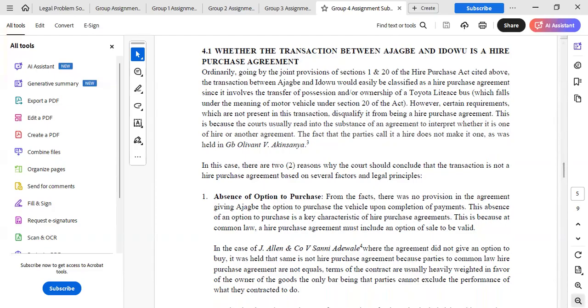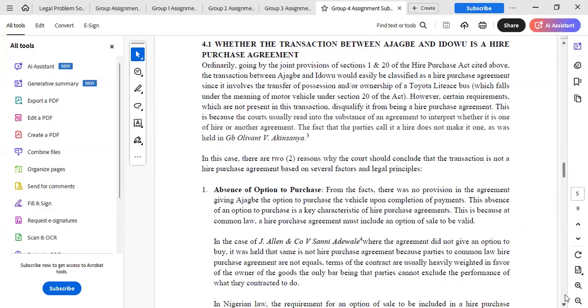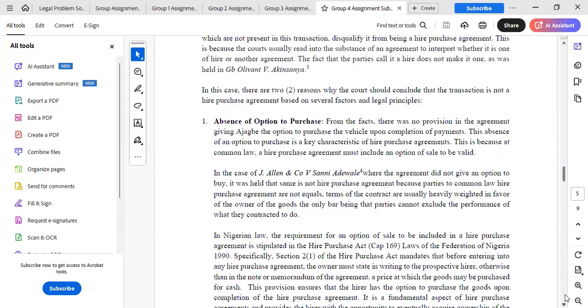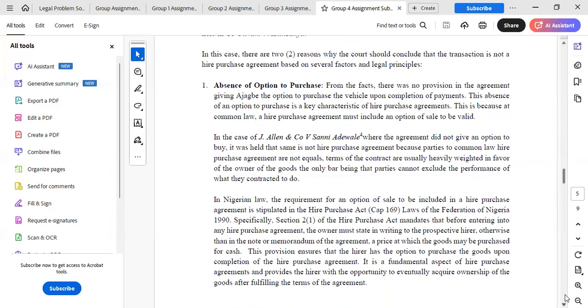You could see the way it's been applied from the facts, there was no provision in the agreement for the option to purchase. Absence of the option to purchase, the key characteristic of a hire purchase agreement. Notice how they are applying it. Notice how the definition of the law and the provision for the argument is sized up in terms of the amount of space being used. Some people will define it in 3 lines and the application has to be elaborate. So notice how the Nigerian law requirement is this, and then the application is being done as it's supposed to.